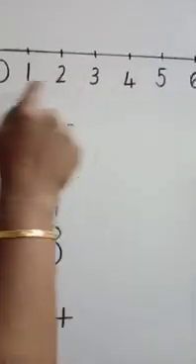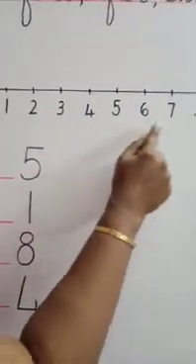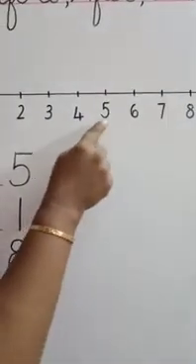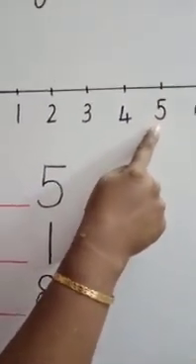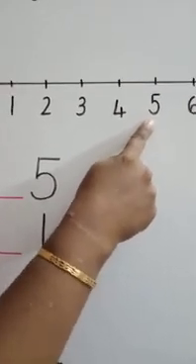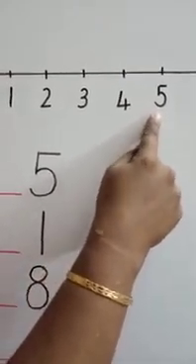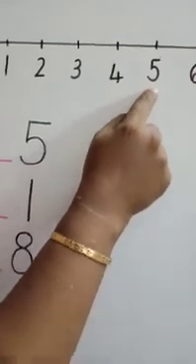Come on, look at the number line. Where is number 5? Yes, I got it. It's here. So this is our number 5. Now what is teacher asking you? Teacher wants to know which number comes before this number 5.